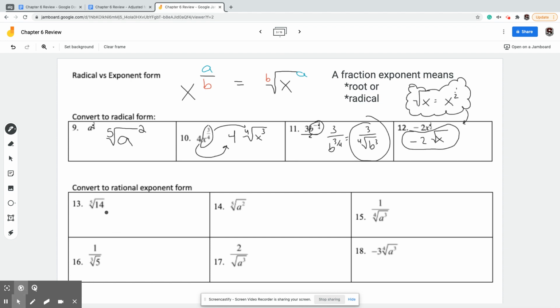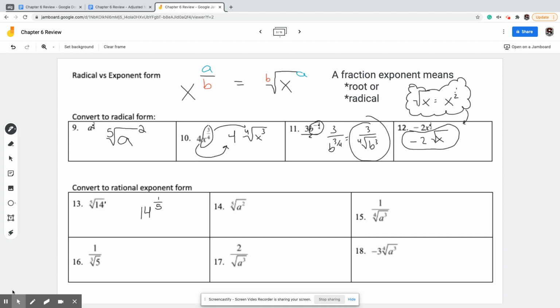And now I need to go backwards. Now, there's an invisible 1 exponent here, right? 14 to the 1. So what I'm going to do is take the 14 and keep it there. I'm going to raise it to a fraction exponent because I see a radical. 5 on bottom, 1 on top, done.